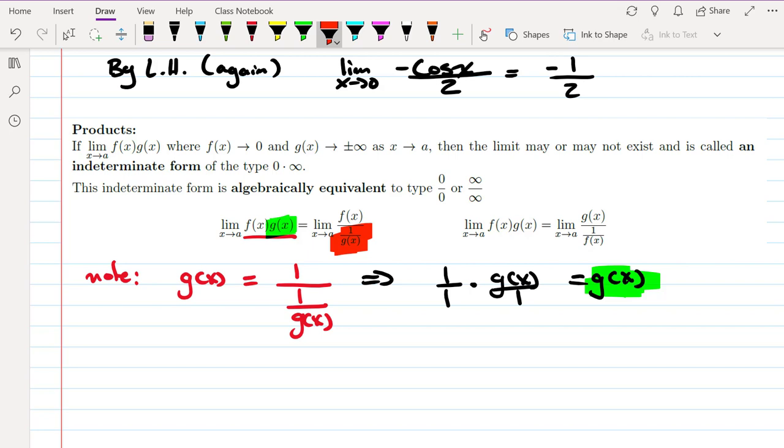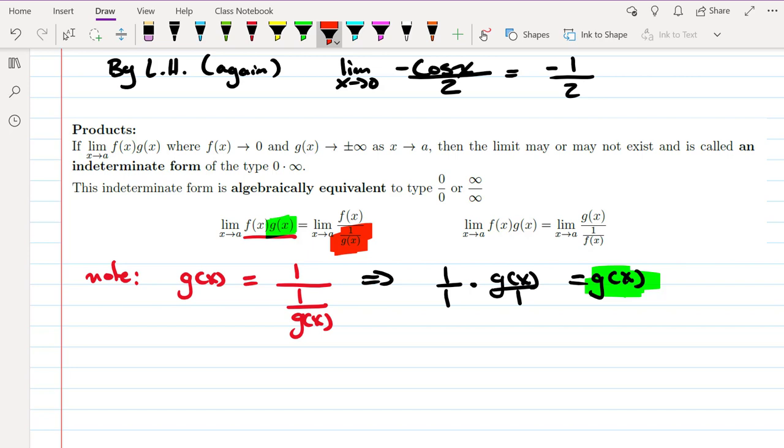We can do a similar thing for f, but the reason we want to do this is that if we can rewrite this as type 0 over 0 or type infinity over infinity, we can then apply L'Hopital's rule to this new rewritten function. We do have to be a little bit careful since there are two ways that we can do this.